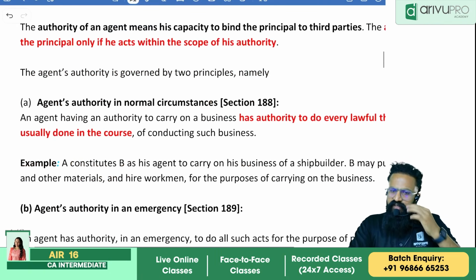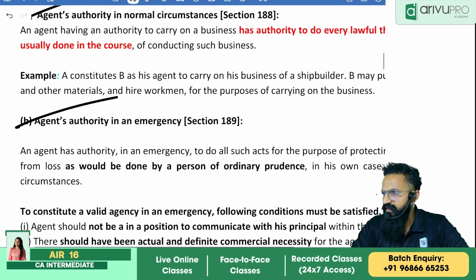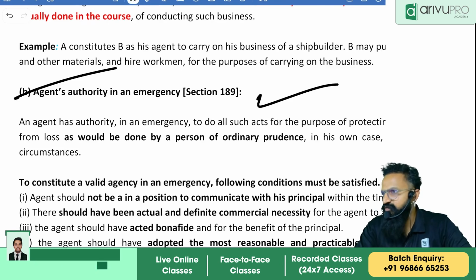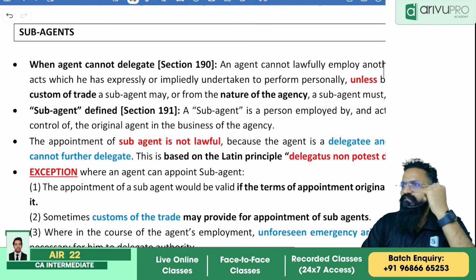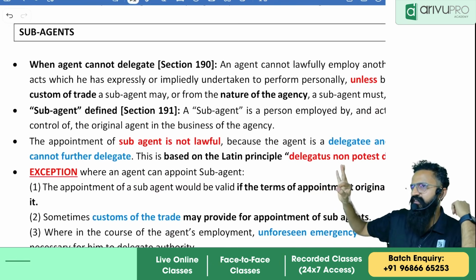Extent of agent's authority. Agent's authority in normal circumstances, agent's authority in emergency. He can do only within the scope. In emergency, he can go beyond the scope as well. Sub-agent valid? A sub-agent is generally not valid, Section 190. But in 3 cases, it is valid.